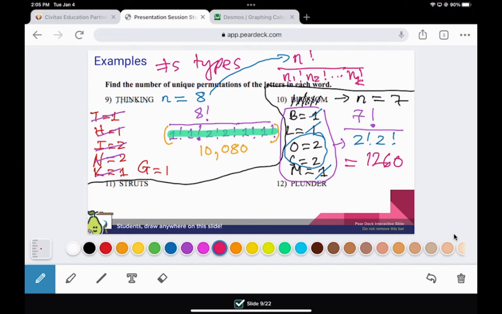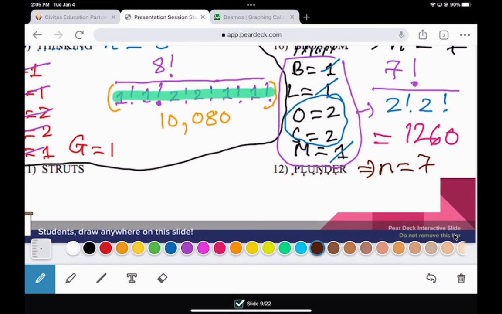So let's do another one. Let's look at number 12. Again, I have 1, 2, 3, 4, 5, 6, 7, right? In here, look at number 12. Do you see any letters that repeated? We have P, we have L, U, N, D, E, R. Do you have anything that repeated? No. So when you list these out, all of these is just 1, right?